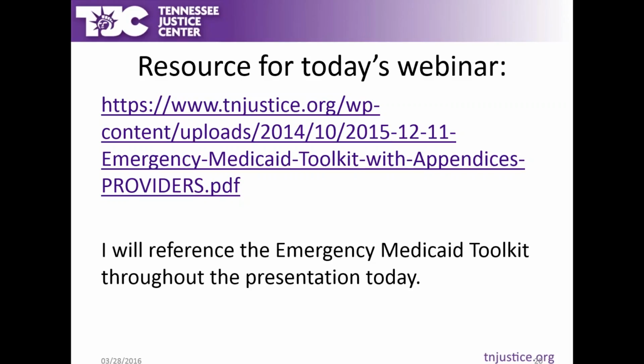This notice allows only 10 days for the appellant to submit additional information to TennCare in writing. And if a patient receives this notice, please, again, contact us for assistance.